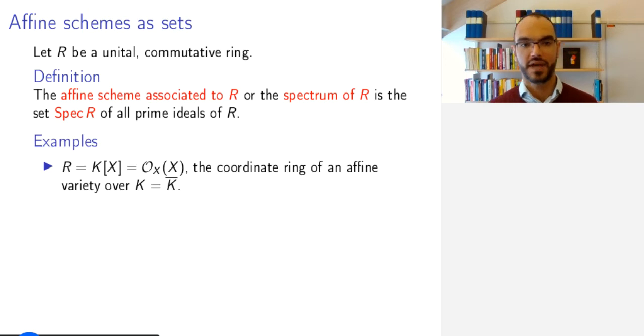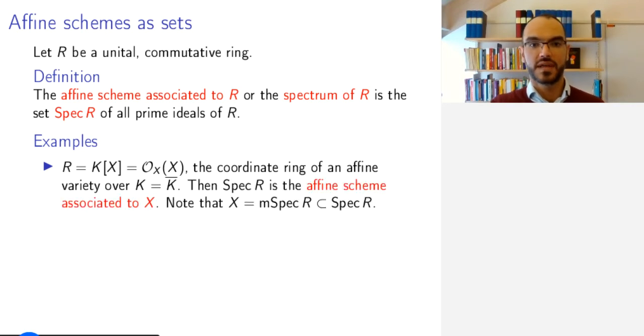So what examples do we have? Well, rings have so far arisen for us as coordinate rings of affine varieties, denoted O(X), or sometimes in the literature K[X], where X is an affine variety over some algebraically closed field. So if we take such a ring and consider all the prime ideals, we're considering more than the points of the variety itself. So Spec R, the prime spectrum of R, is called the affine scheme associated to the variety X.